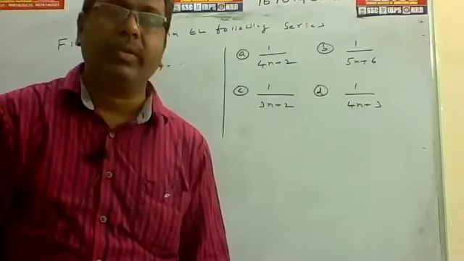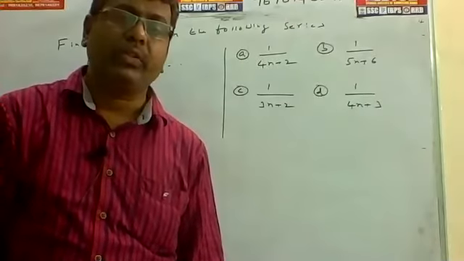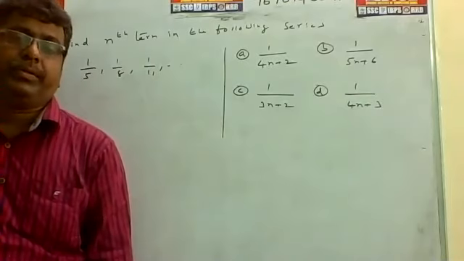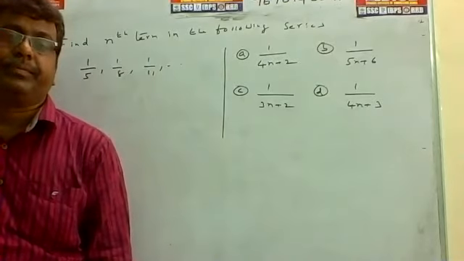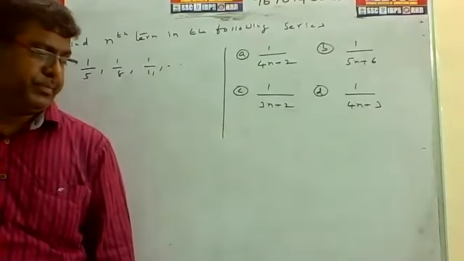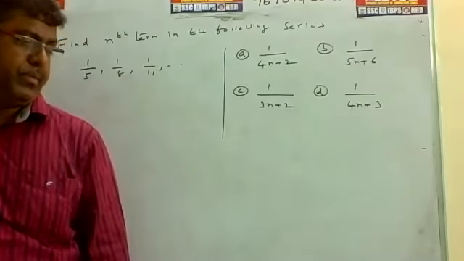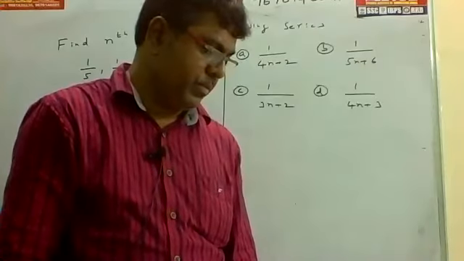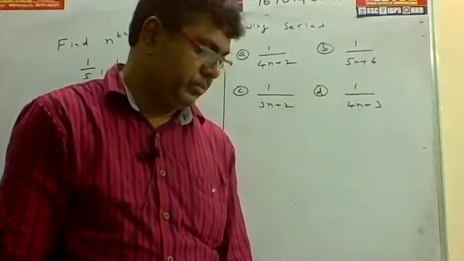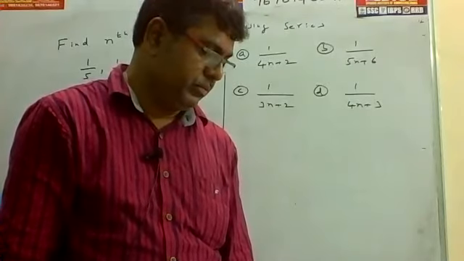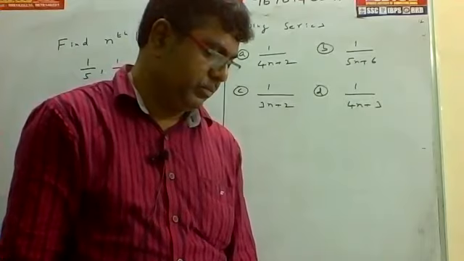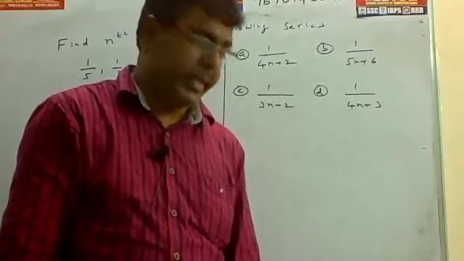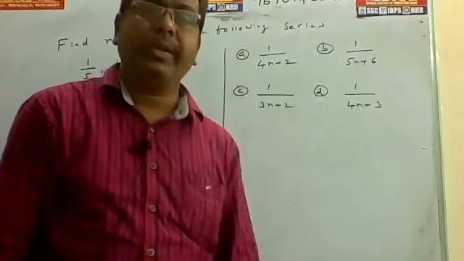Option C is the right answer from Ashwant. Sorry, Ashwant, Aishwarya also, I hope. 1 by 3n plus 2. Very good answer from Aishwarya.